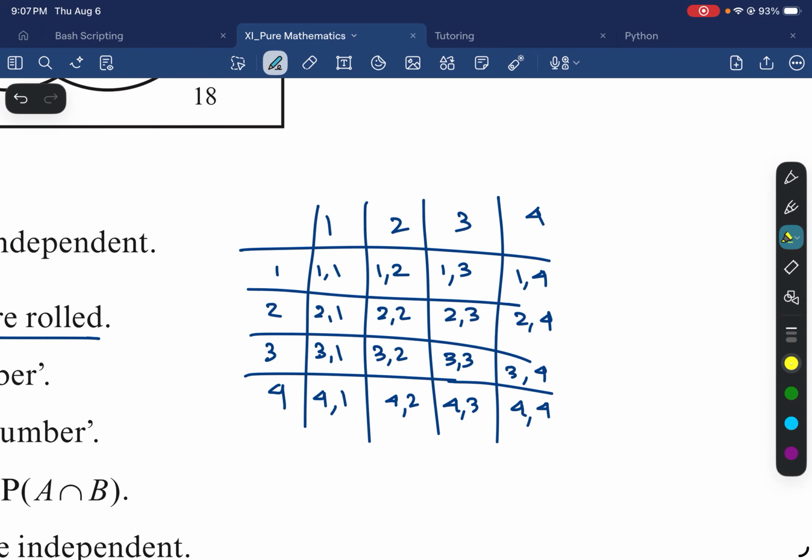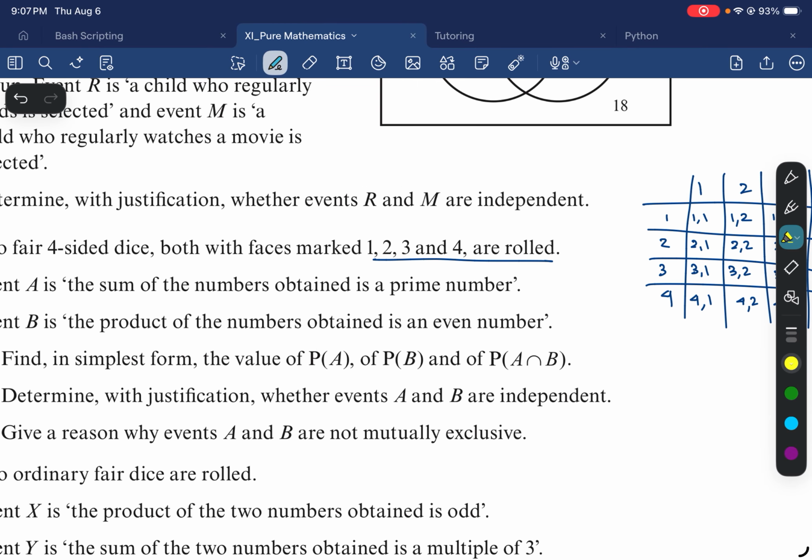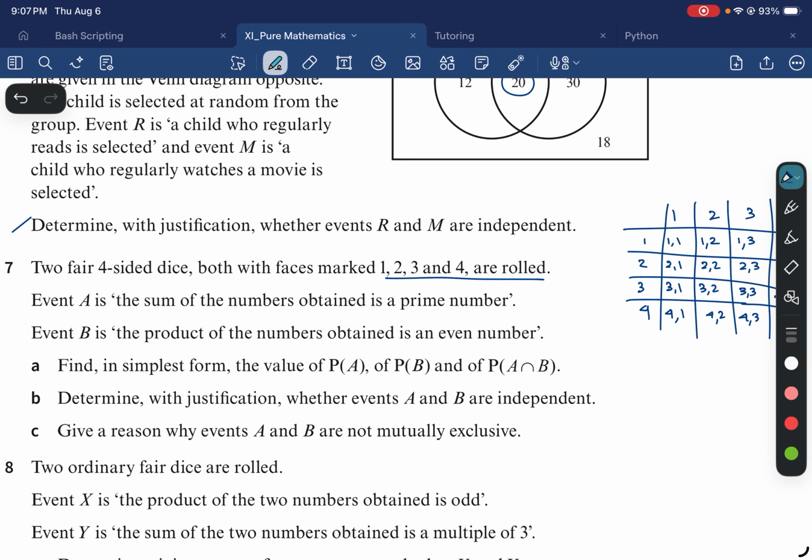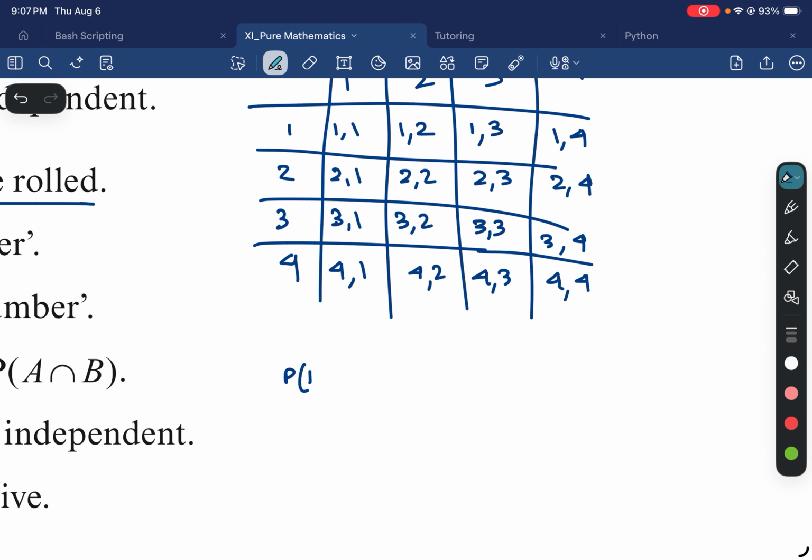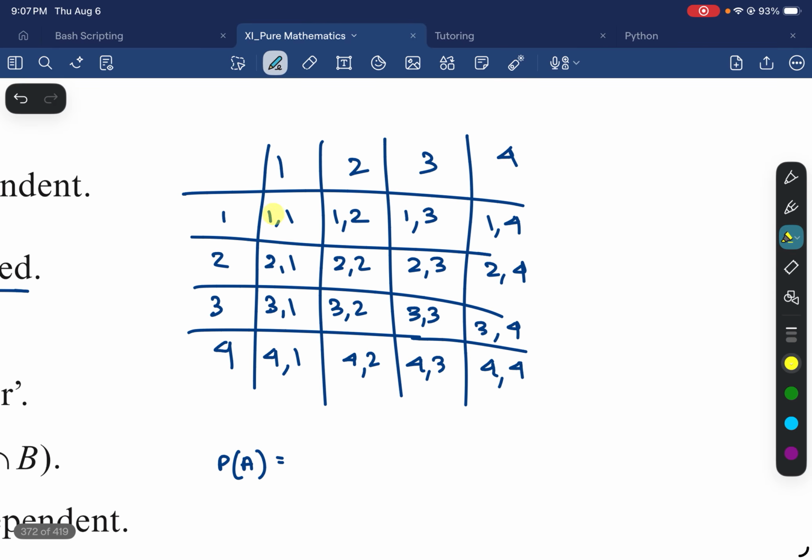Let's see. So let's do the probability. Right? Okay. So probability of A, that the sum is a prime number. Let's look for it. 1 plus 1 is 2, prime. 1 plus 2 is 3, prime. This is not prime. 1 plus 4 is prime. And 4 plus 1 is prime. Right? 2 plus 1 is prime. 3 plus 1 is not prime. 4 plus 2, 6 is not prime. 4 plus 3 is 7, prime, right? 4 plus 4 is 8, 8 is not prime. 3 plus 4, 7 is prime. 3 plus 3 is 6, 6 is not prime. 3 plus 2 is prime. And 2 plus 3 is prime, right?